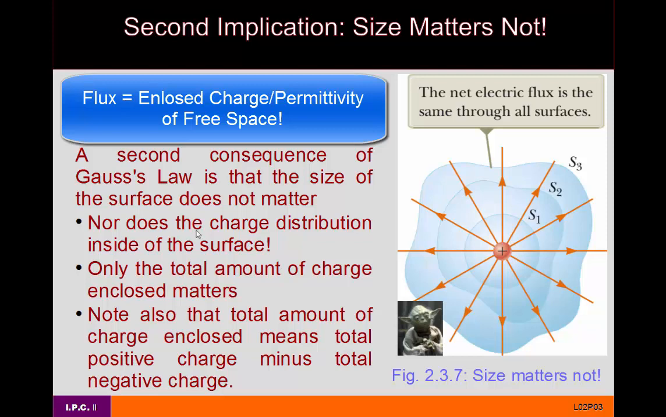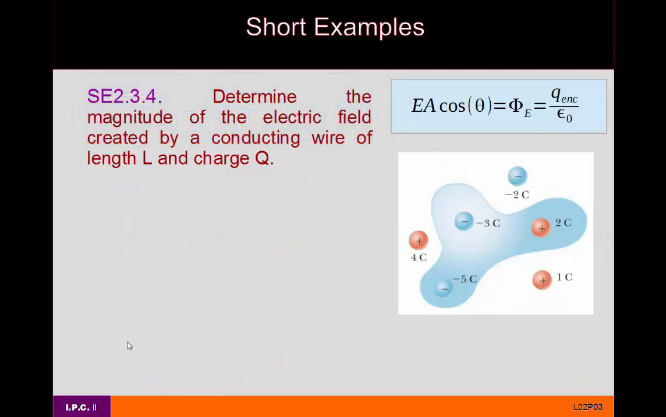So, three basic consequences, or two consequences and a rule. Only total charge matters. It doesn't matter how it's distributed, and it doesn't matter how big the surface is. It in fact doesn't matter what shape the surface has; the flux will still be the same out of it as long as the charge inside is the same. So I think it's time for another round of relatively quick examples.